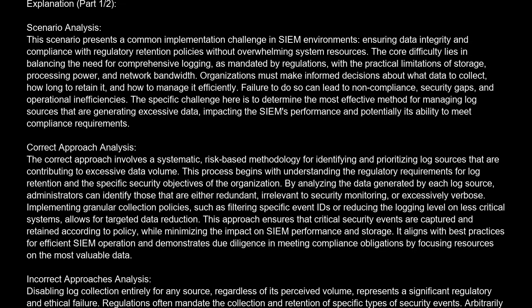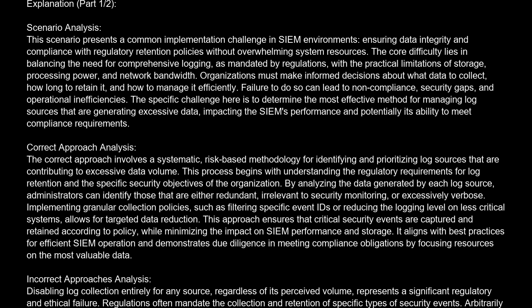The correct answer is C. Conduct a detailed analysis of the application server's log output to identify specific event types or conditions contributing to the excessive volume, and then implement granular filtering or adjust logging levels on the application server itself to retain only relevant security events, while ensuring critical compliance data remains accessible.